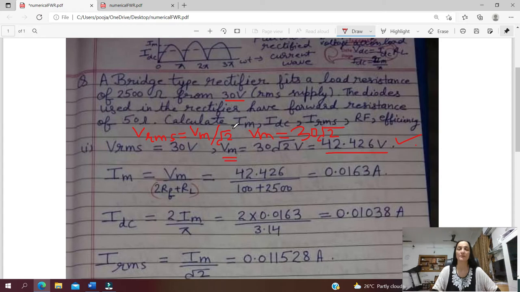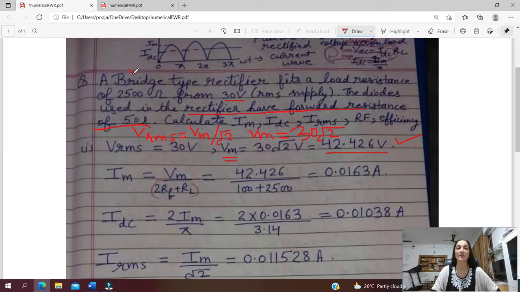Now, what will be the peak value of output current? That will be equal to, if we take the ideal diode model and if we neglect the diode forward resistance, then it is equal to peak value of input voltage divided by load resistance. But here in this question, we have given that the diodes are having a forward resistance of 50 ohm. So we have to take the diode forward resistance into account, into consideration.